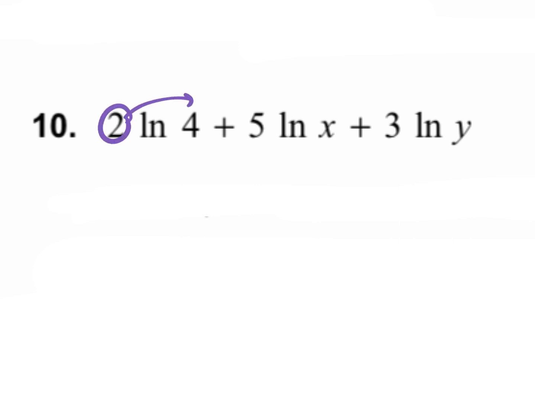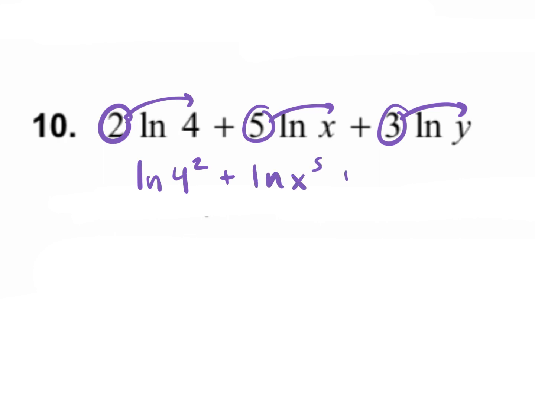Awesome. I got to bring my coefficients to be exponents. So when you're condensing, you're doing things in the opposite order. So we're bringing the coefficients out front to be the exponents. So we have ln of 4 squared plus the ln of x to the 5th power plus the ln of y cubed.